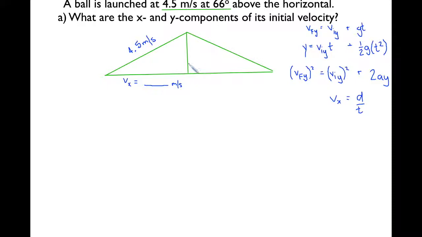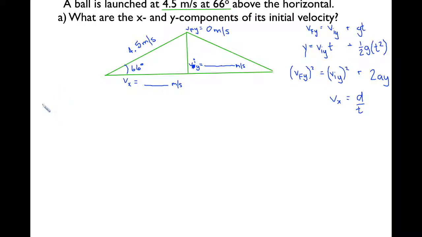We need to find our VFY. And we need to find our initial VIY. We know our final VFY is equal to 0 because just like we did when we were doing free fall problems, at the very top it stops for a second, at least vertically, and then goes back down. And we know that this angle is 66 degrees. So the first thing we need to do is find the x and y components.